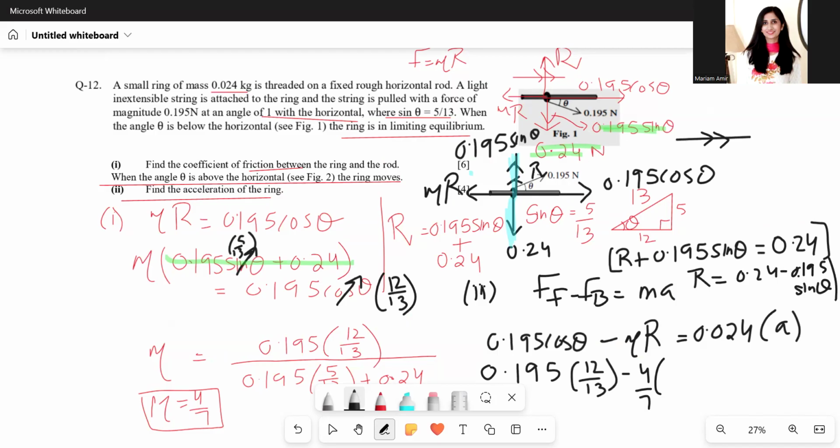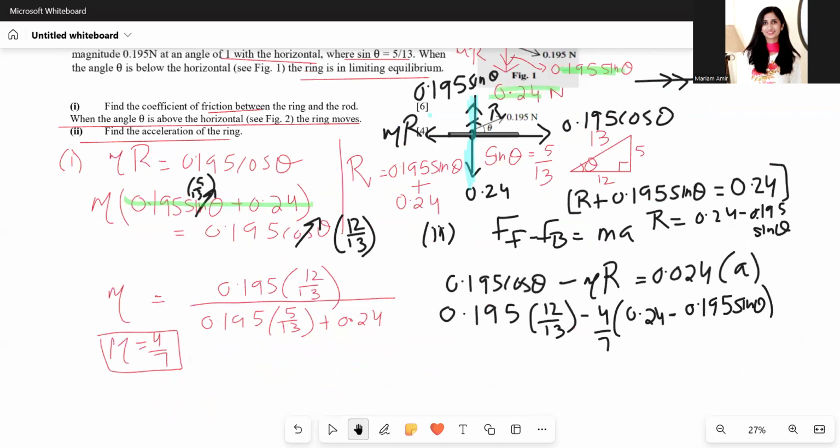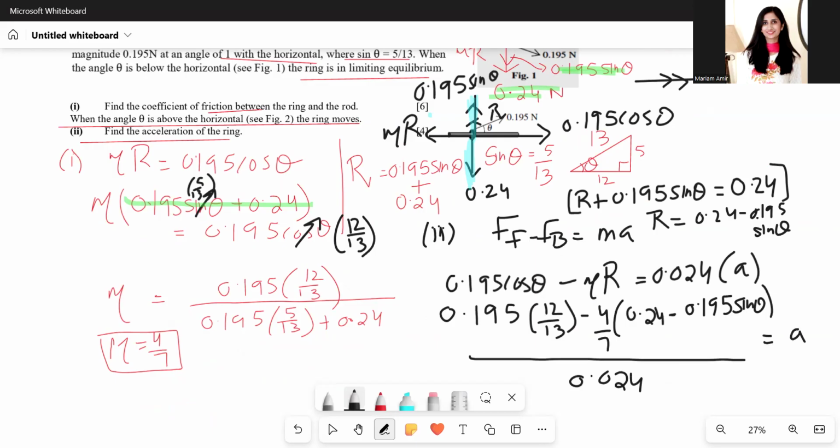And we already know the value of sine theta. So instead of R, I'm writing 0.24 minus 0.195 sine theta, and all of this divided by 0.024 equals acceleration. Instead of sine theta, we're going to write 5 upon 13. Let's enter all of this in the calculator.